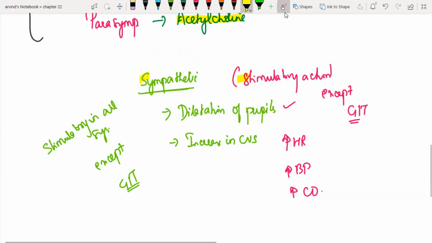The most important question that they ask you is the stimulus. So 3 F's: fight, flight, fear. What is the net result? It is going to have a stimulatory action. It is going to cause dilatation of the pupil. It is going to increase the heart rate, BP, cardiac output. It is going to cause piloerection, that is the goosebump moment, and all that. These are some net results of stimulation of your adrenal medulla.